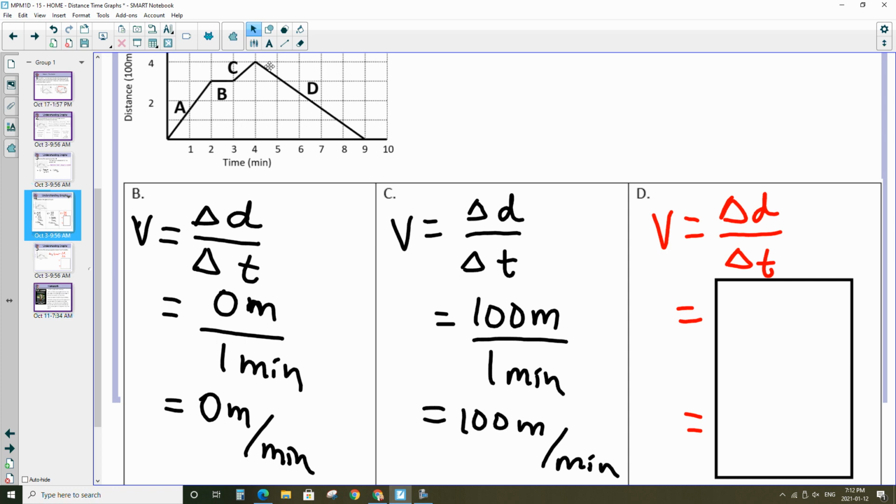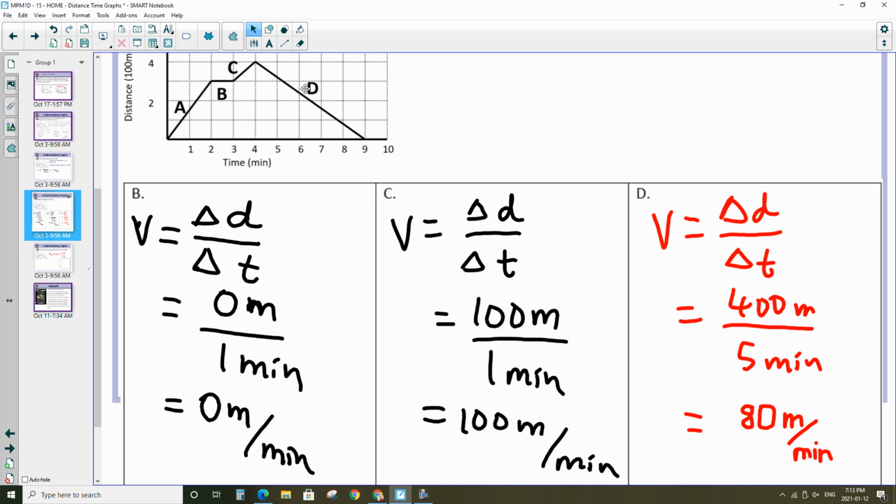And the last section, he's returning back home. So the distance there is going to be, right? How do you get from that point to that point? Well, you have to drop down 400 meters. And the time across here would be 4 to 9, which is 5 minutes, 5 squares. 1, 2, 3, 4, 5 squares. Okay, so 400 meters over 5 squares. And I know it's going in the negative slope direction, but because we're talking about speed, where it doesn't matter if you're going somewhere or coming back home, when we talk about speed, it's always a positive value. Okay, so we're going to say 80 meters per minute, even though we're going in the opposite direction.